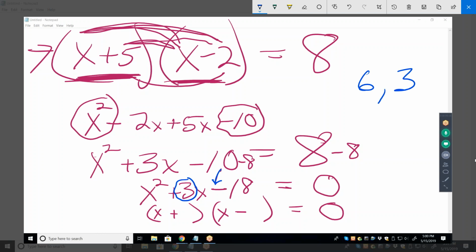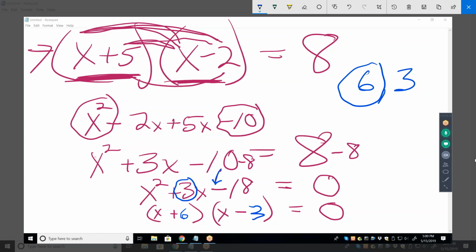Now all we have to do is figure out which number goes with which sign. And what's the rule? Where's the 6 go? Here's the rule. Take your biggest number of the two factors and put it with the sign of the middle term. So that's the positive. So the 6 goes right there. The 3 goes right there.